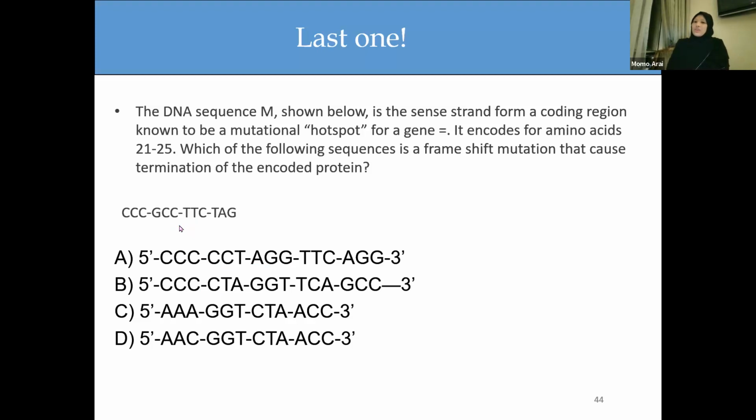Okay, I don't want you to get confused, so you can ignore this slide if you want to. Just if I say which one has a nonsense mutation, you guys will all know which one it is, right? Because you just have to flip into mRNA.